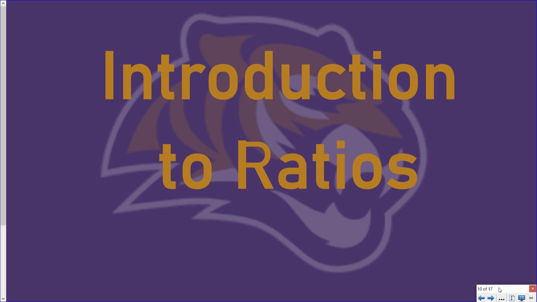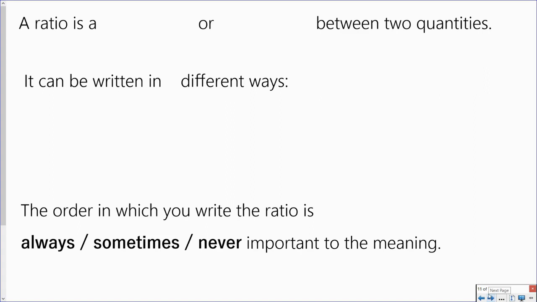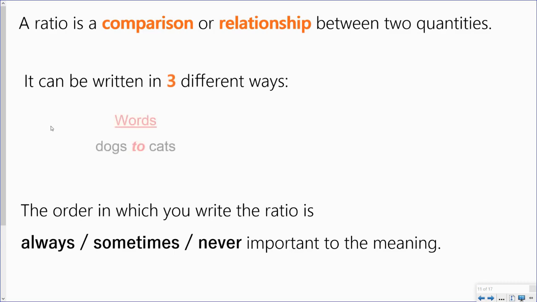In this video, we're going to introduce ratios. So the first thing we need to do is take a look at what a ratio is. A ratio is a comparison or relationship between two quantities. It can be written in three different ways. One of those ways is in words. So I would be using the word "to" to show that relationship or that comparison.